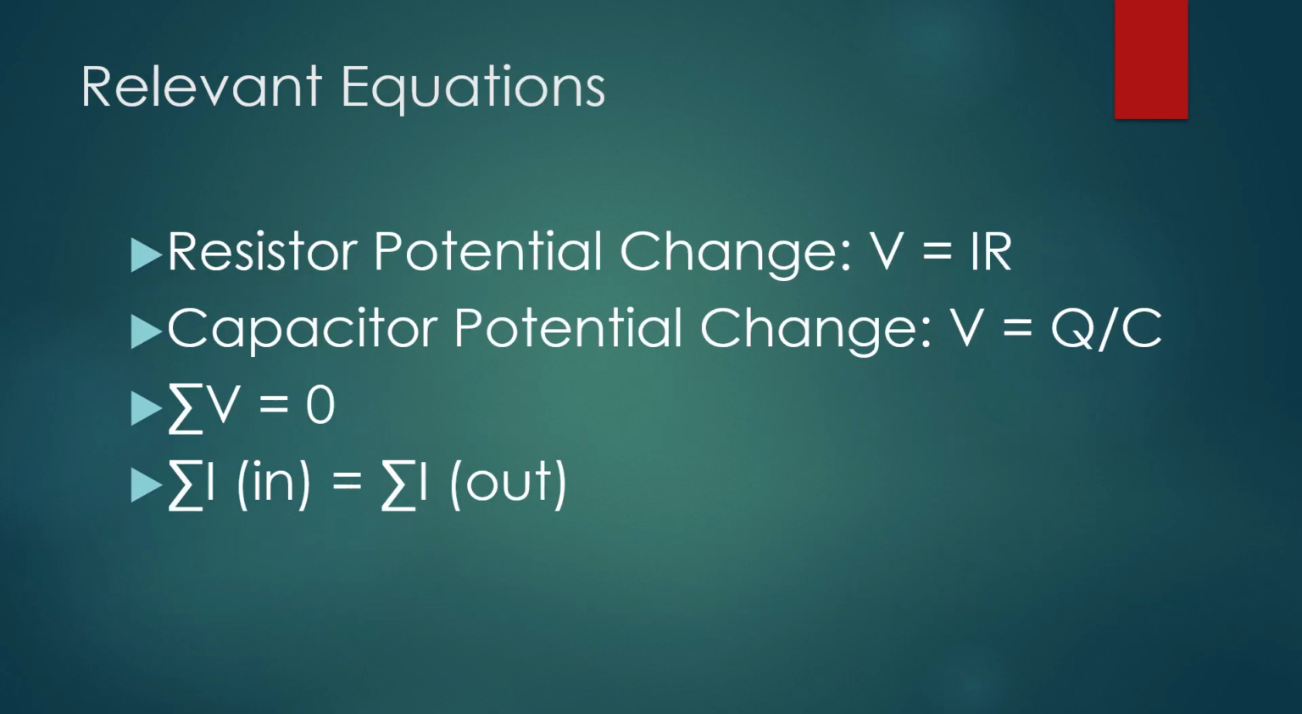For the relevant equations, we have the potential change across the resistor, V or delta V, simplified, equals IR, Ohm's law. Capacitor potential change, V equals Q over C. Sigma delta V equals 0, so the sum of the potential changes inside the circuit going in any loop direction should, and always does, equal 0. And the sum of the current going into a junction equals the sum of the current going out of a junction in magnitude.